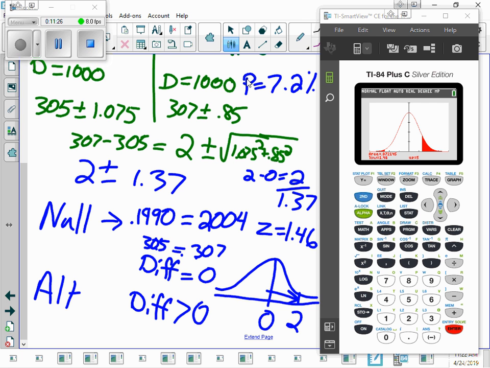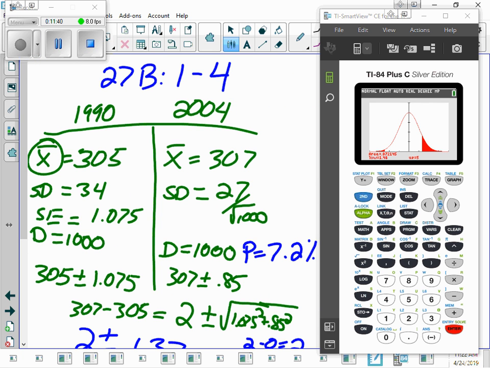Could the scores have actually gone up? Yeah, we'll just never know. But statistically, we cannot say that they went up. All right. You kind of getting the hang of this? It's basically what we've been doing before. We're just adding in an extra step.